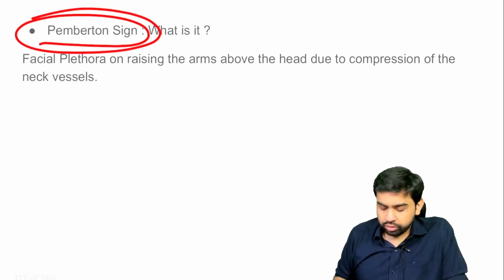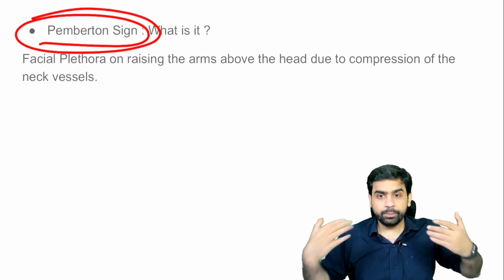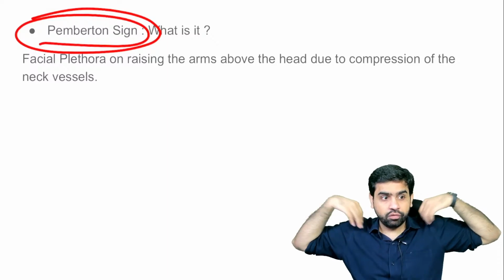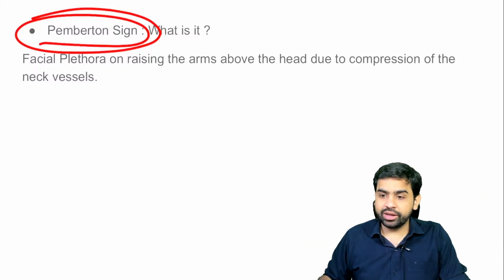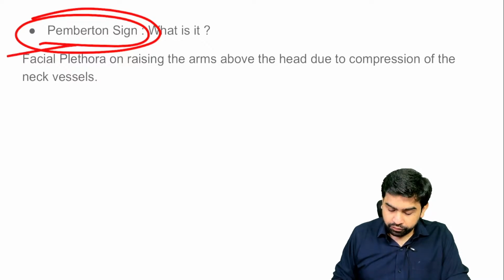Lastly, there's something which is called the Pemberton sign. So Pemberton sign is basically a provocative kind of test. When the patient walks to you in the clinic, the patient's absolutely fine. But when you ask the patient to lift both the arms above the ears or something like that, this particular area becomes narrow, and the patient basically develops facial plethora.